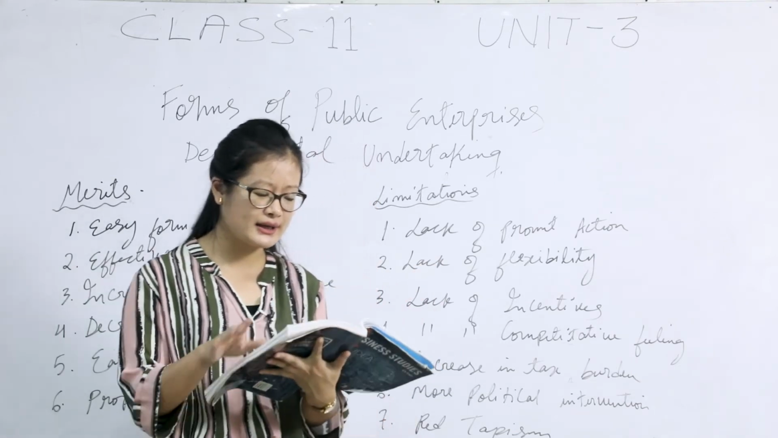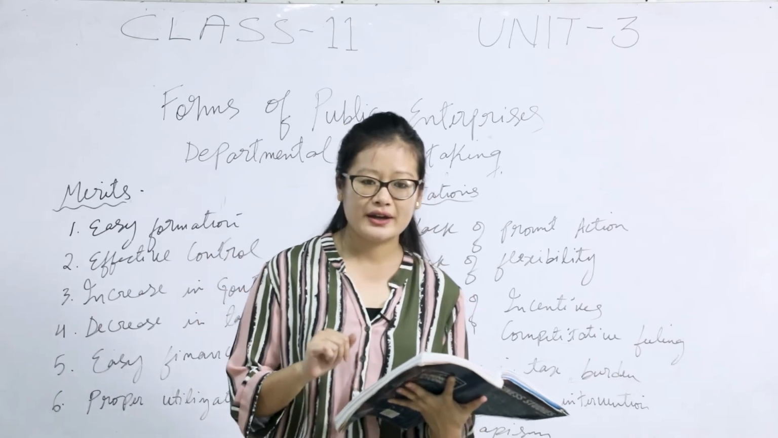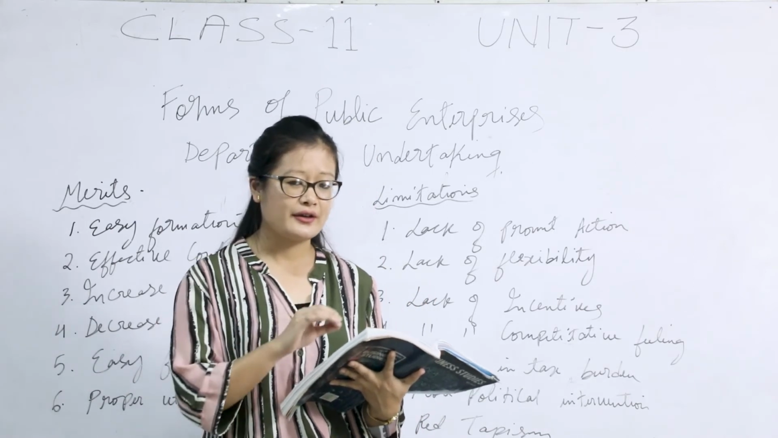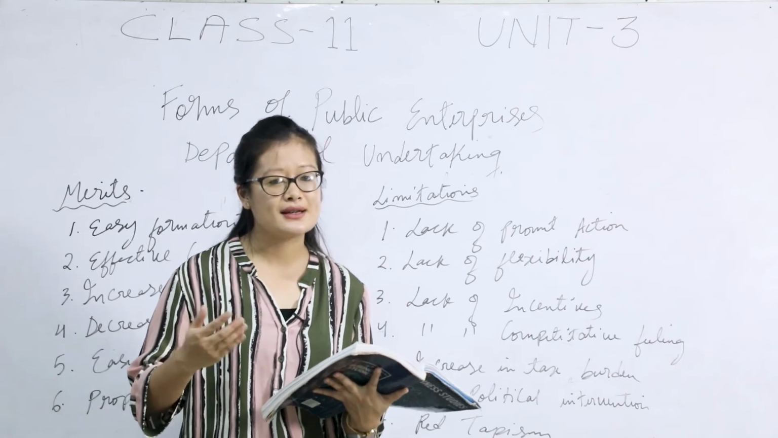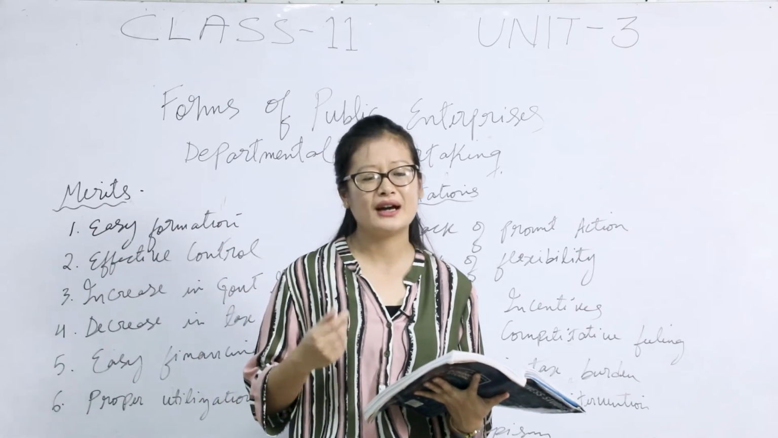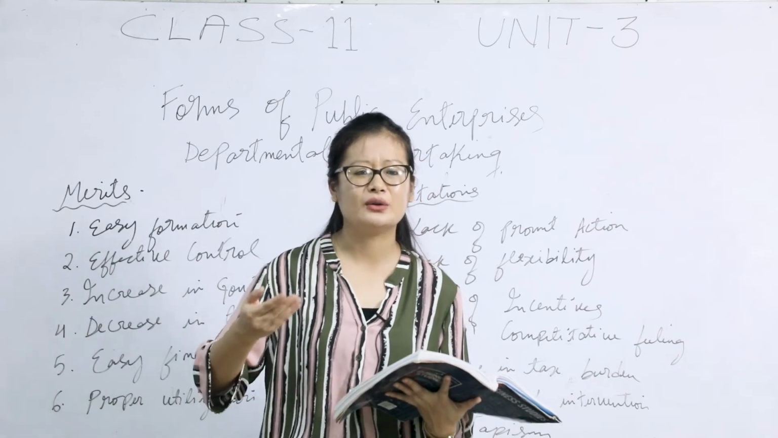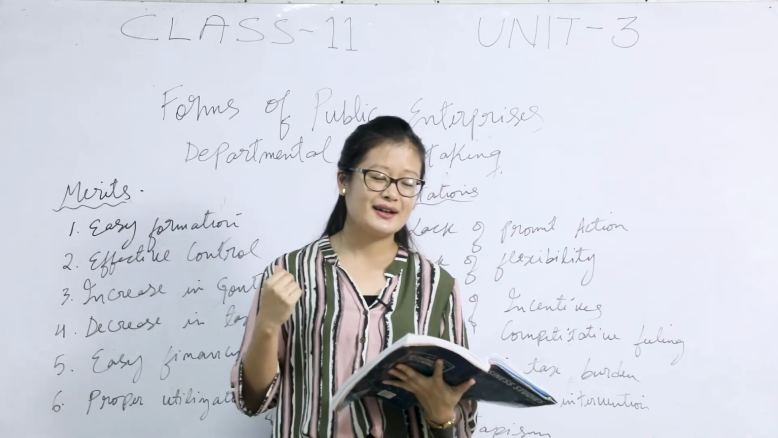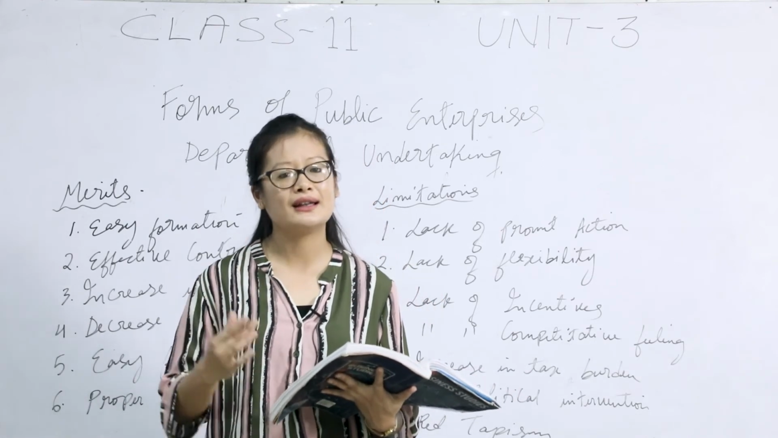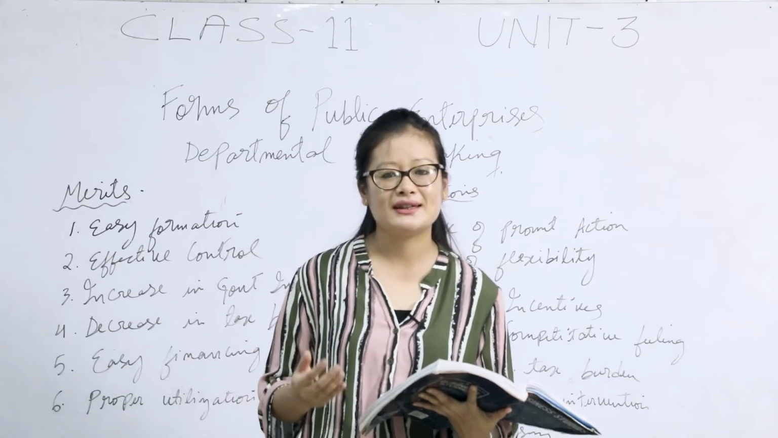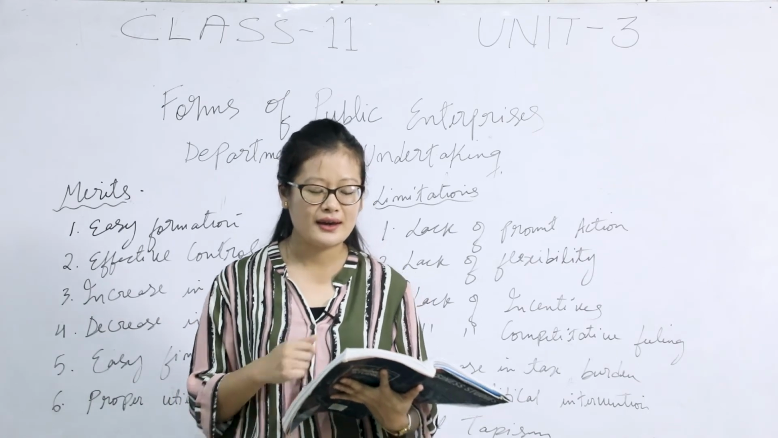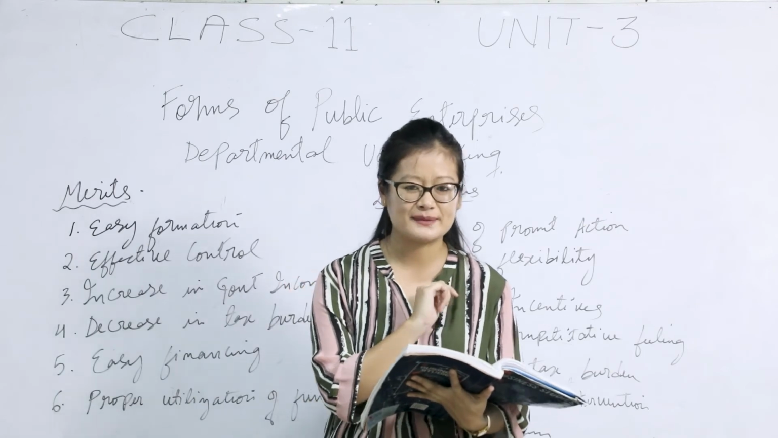Number 3 is lack of incentives. Here, class, by incentives I'm referring to finance. The government employees' salaries are already fixed by the government. Since it is fixed, they do not get much freedom to go outside and earn extra incentives, so it becomes a disadvantage for them. They are not allowed to explore other activities and earn extra income. Whatever has been fixed by the government, they have to abide by it. That is why it is known as lack of incentives.